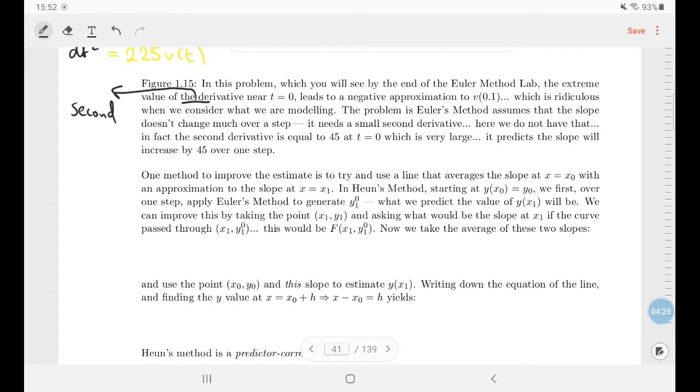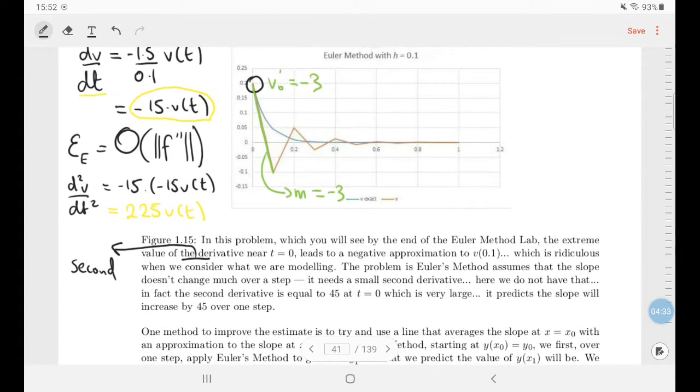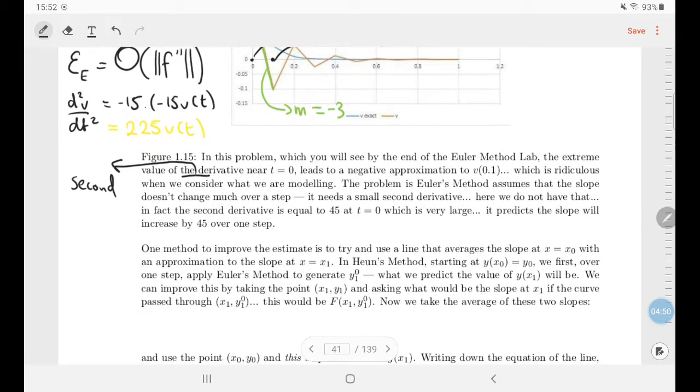Okay, one method to improve the estimate is to try and use a line that averages the slope at x0 and x1. So maybe average the slope at t equals 0 and t equal to 0.1. So how about we average the slope between those two points? This is called Heun's method.